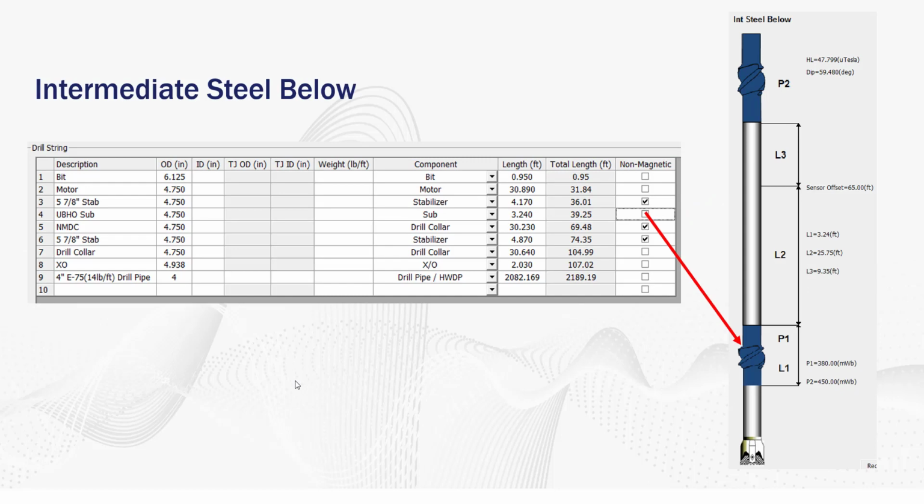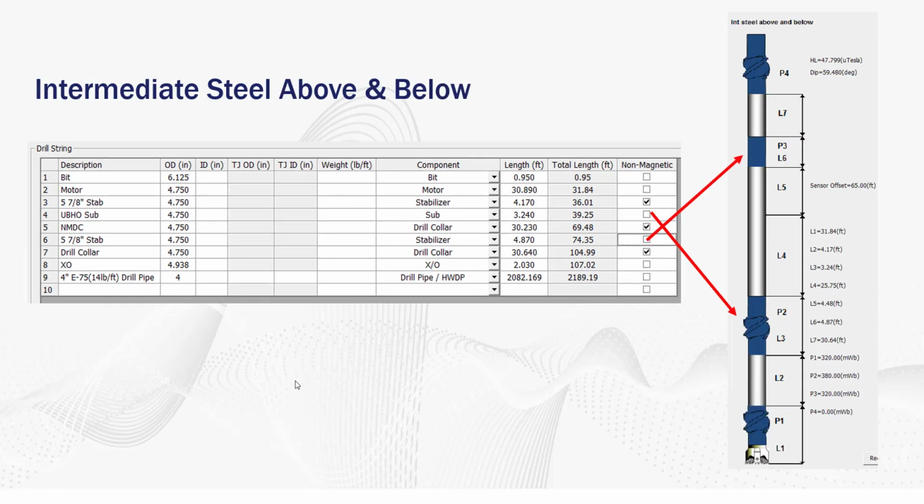You can have intermediate steel below, which is the same thing, but your steel components in between your non-mag material is below your sensor. And then you can have intermediate steel above and below, which is a combination of the previous two configurations. You've got a piece of steel above your sensor and a piece of steel below your sensor, sandwiched in between your non-mag material.